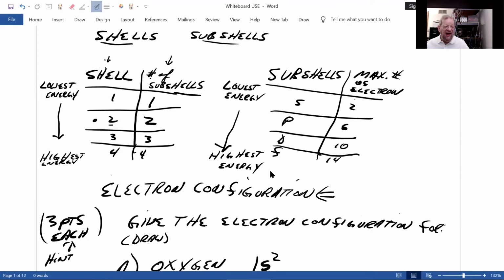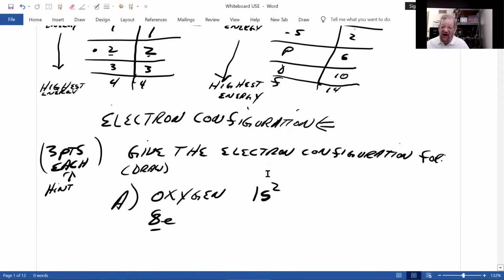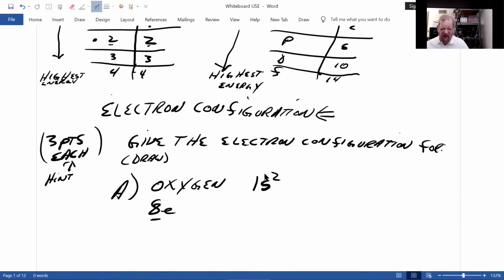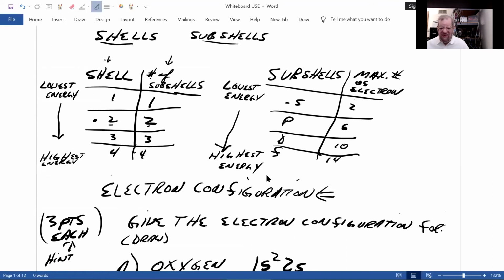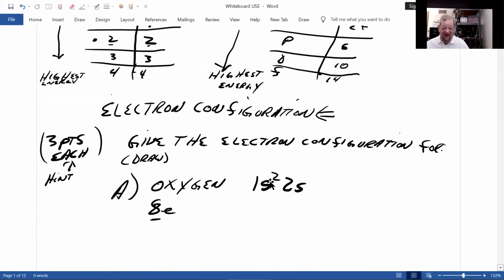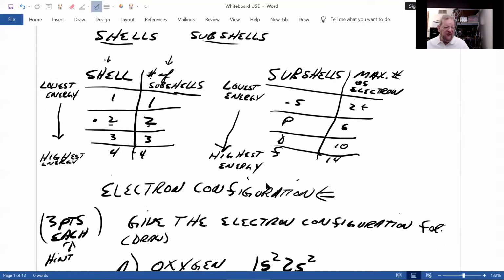And 2 has 2 subshells, and the lowest energy is 2s. Remember, subshell, number, letter, 2s. How many electrons can I put in 2s? Well, if you look up at the table here, any s subshell is 2 max. Well, I need to go 8. I've done 2. I can put 2. I've got 4. I still need 4 more to get to 8. So 2s is filled.